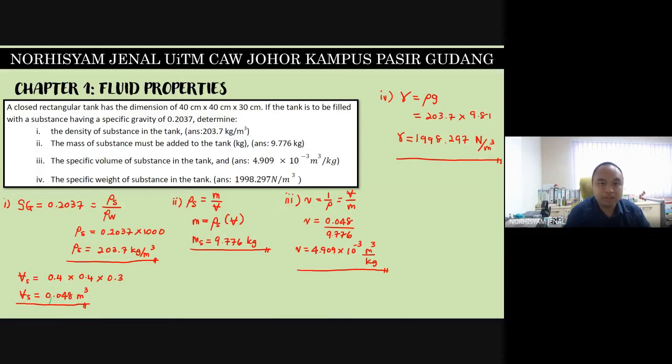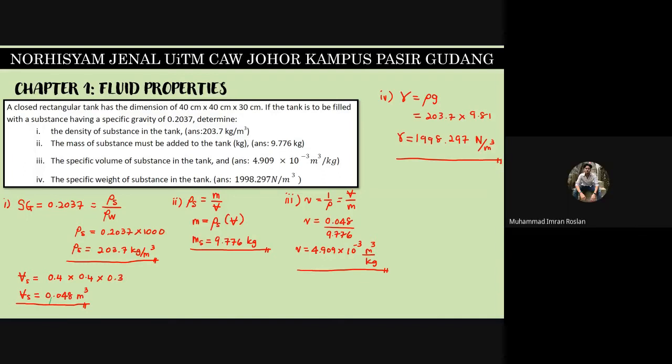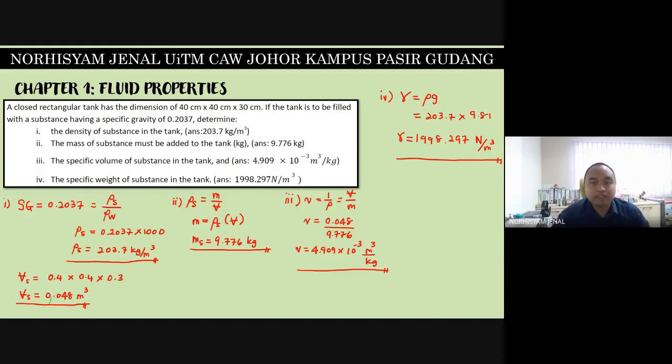Okay, any question on this particular example? Sir, question number 3, we can choose either 1 over density or volume over mass? Yes, correct. You can choose either one. You should get the same answer. Might be different a bit on the numbers, but it's just a small deviation from the actual number. So you should choose anyone that you want.